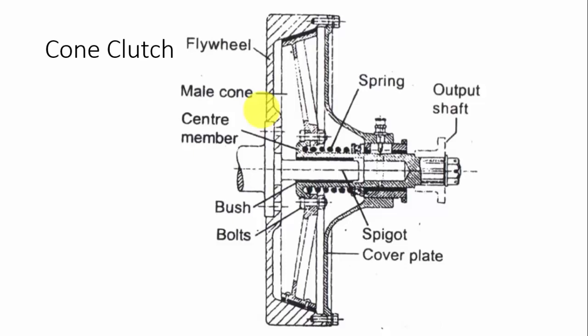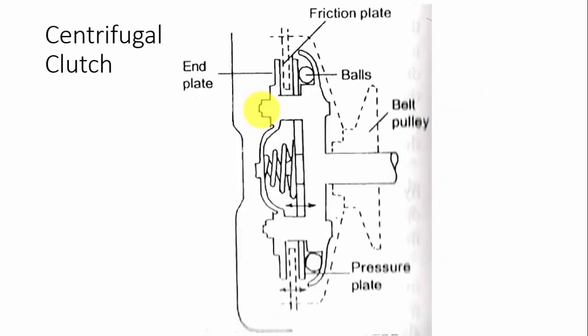Let us move to the next type, that is the centrifugal clutch. This is an automatic type of clutch. The main difference that we can observe is that by default, when the clutch pedal is not pressed, the clutch will be in open position. That means the clutch will be in disengaged position. Whenever the input shaft is rotating, this is the input shaft and the dotted one is the output.